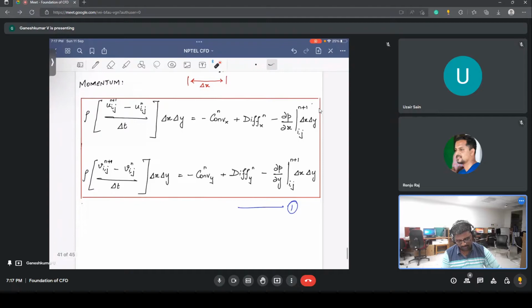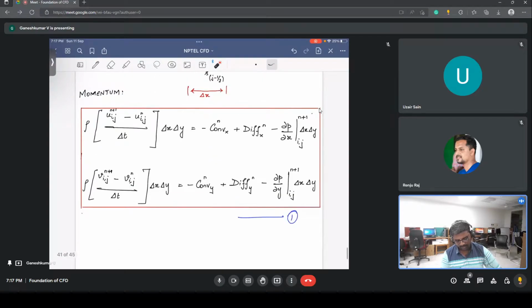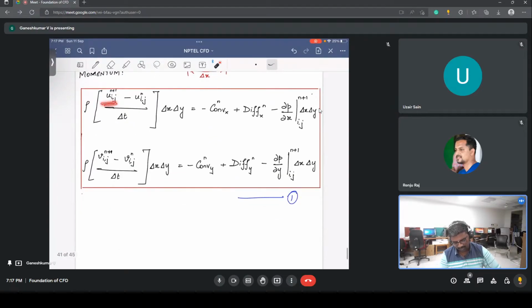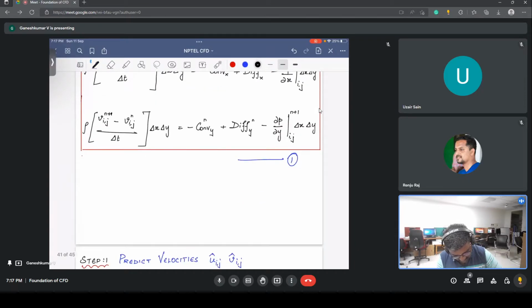Now our aim is to find velocities and pressure, right? So you need to find u at n plus 1, v at n plus 1, and pressure at n plus 1. Let me write it down: n is the previous time step, n plus 1 is the present time step.